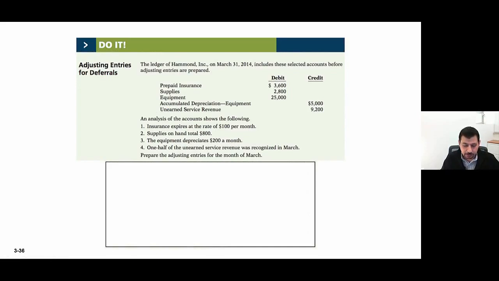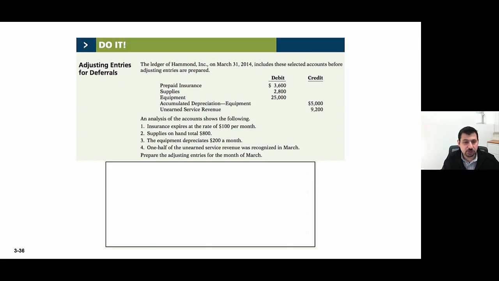This is another example of adjusting entries for deferrals. The ledger of Hammond Inc. on March 31st includes these selected accounts before adjusting entries are prepared. So basically this is more or less like the trial balance or certain accounts from the trial balance. An analysis of the account shows the following. Insurance expires at the rate of $100 per month. So we have to recognize the insurance expense.